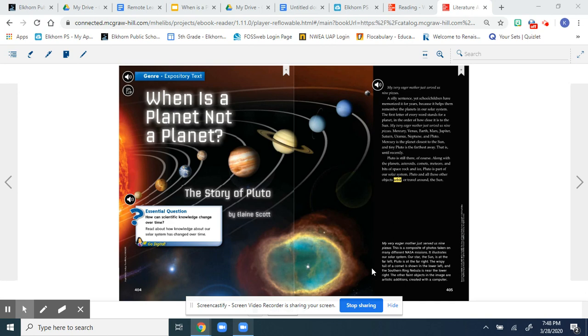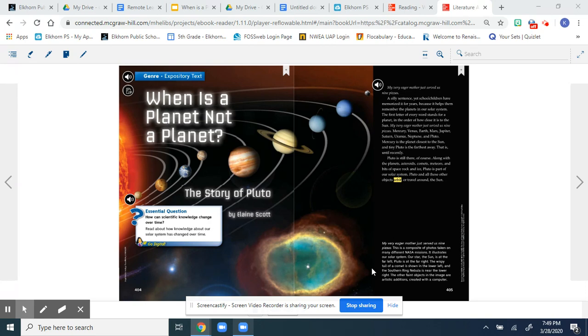So while we're reading, we will be looking for some of those so we can just cement the idea that we can identify expository text, which would be one of our learning goals for the day. The other thing we want to be thinking about is the essential question. How can scientific knowledge change over time? Which leads us to another learning goal for the day, which is we should be able to use that comprehension strategy to help us stay focused and engaged when we read a text. And that comprehension strategy for the week, or this last 2 weeks, I should say, is asking and answering questions.